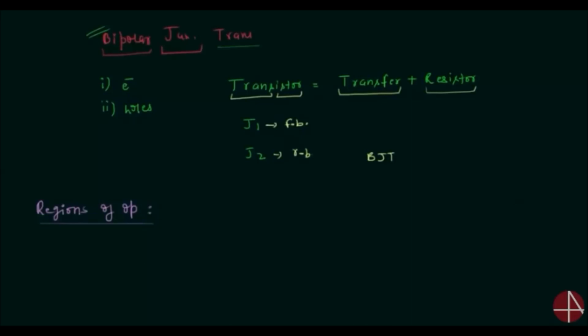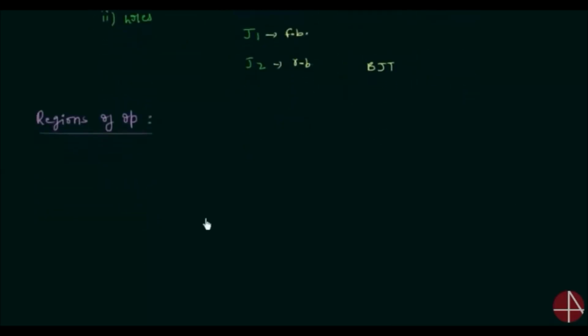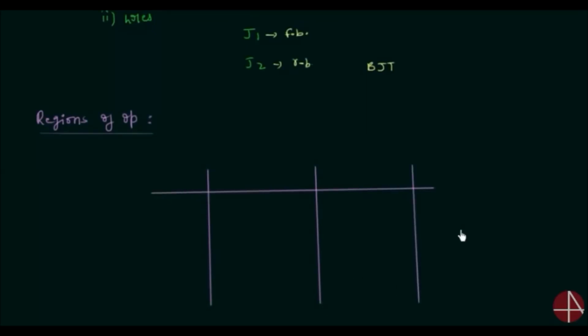I will quickly make the table. In the first column, we have the emitter junction, or you can say emitter base junction. In the second column, we have collector base junction, and in the third column, we have regions of operation. The first column is for junction J1, the emitter junction. The second column is for junction J2, the collector junction, and the third column is for region of operation.